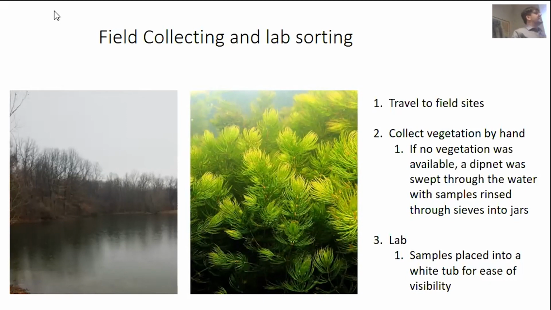Usually what I would do is collect vegetation by hand. These organisms really like the macrophytes, especially Ceratophyllum. They really like the feathery material so they can latch onto it. But if no vegetation was available, I would take a dip net, sweep through for about 2 minutes, rinse the water and the net through a sieve a couple times, and finally into a jar. Then, depending on the distance between the field site and the lab, I would place the samples in a white tub when I got to the lab for ease of visibility. These organisms are brownish, so they don't blend in as much on a white background.